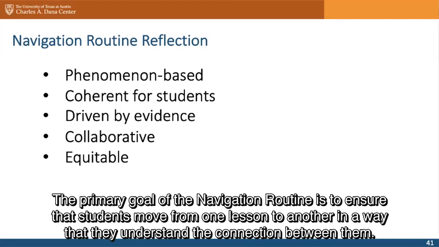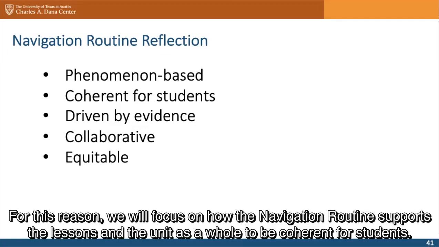The primary goal of the navigation routine is to ensure that students move from one lesson to another in a way that they understand the connection between them. For this reason, we will focus on how the navigation routine supports the lessons and the unit as a whole to be coherent for students.